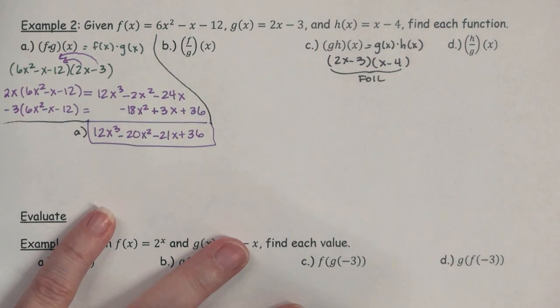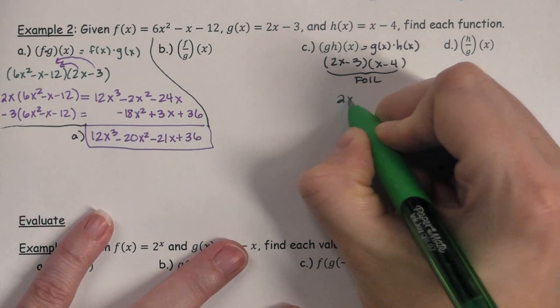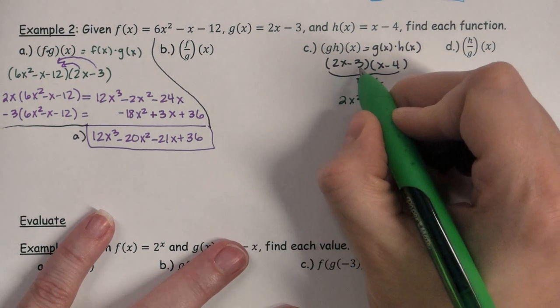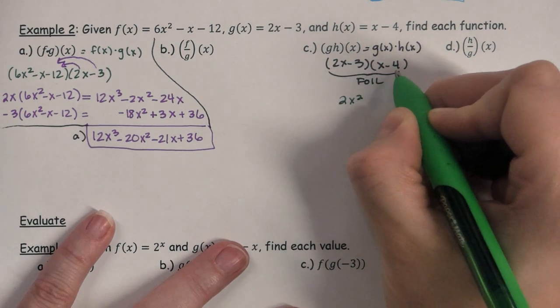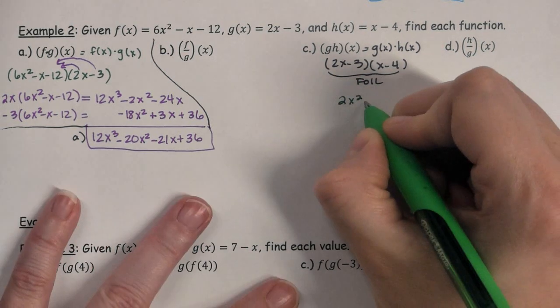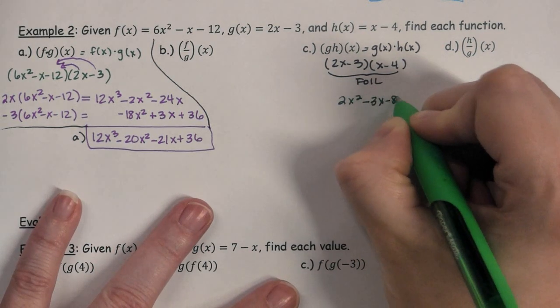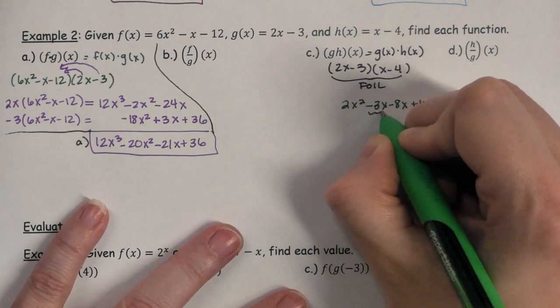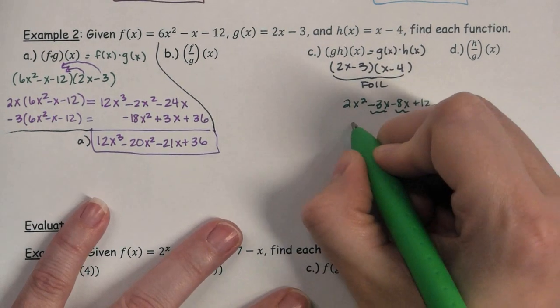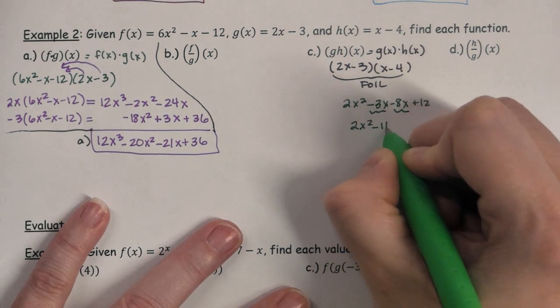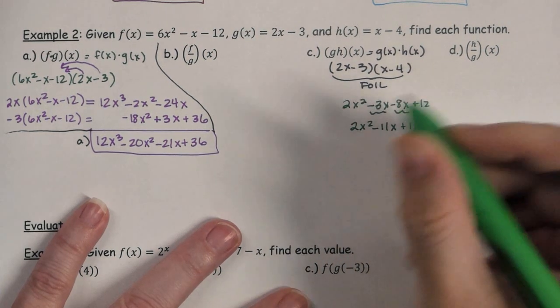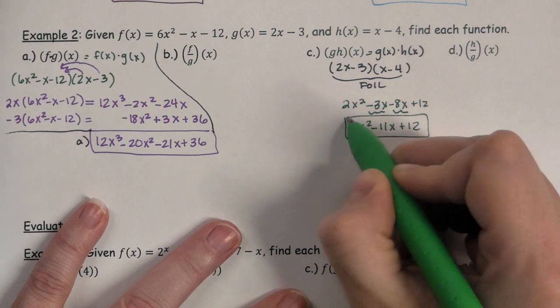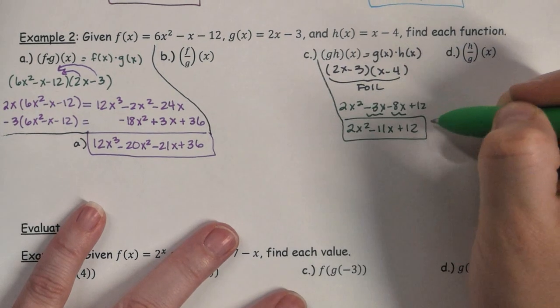Yeah? Okay, good. So 2x squared, and then inside you have negative 3x. Outside you have negative 8x. So what do you get when you combine those? Yep. And those are your like terms. Remember, a lot of times the two inside ones are like terms. Okay, so that is part C.